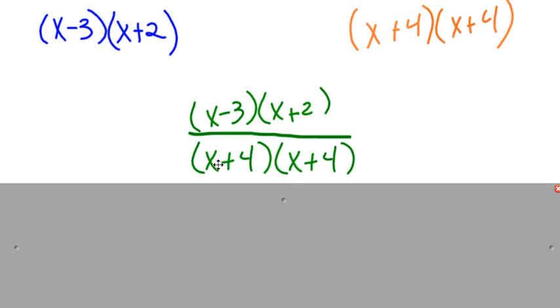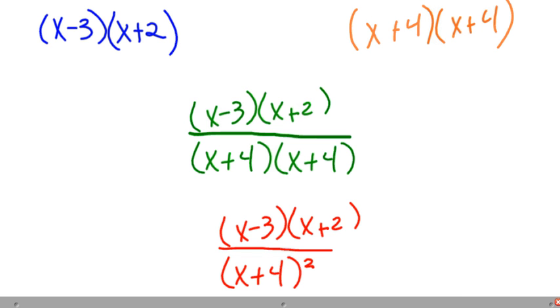However, we do see that it's the same factor in the denominator written twice. So if we want to write it in truly simplified form, instead of writing it twice, we'll write it to the second power. So here's our simplified rational expression, the quantity x minus 3 times x plus 2 divided by the quantity x plus 4 squared.